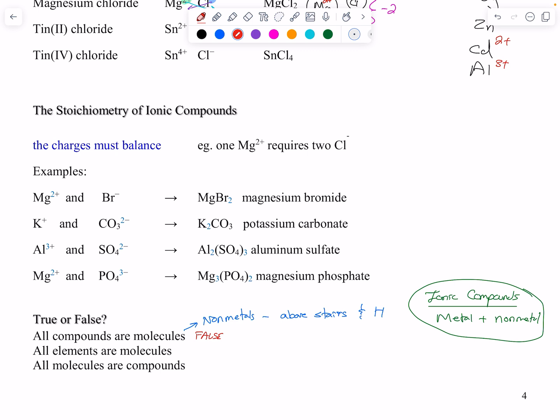Are all elements molecules? That's also false. Are all molecules compounds? Ooh, what do you think? Well, no. What about O2, O3? Those are molecules. So that's kind of fun.